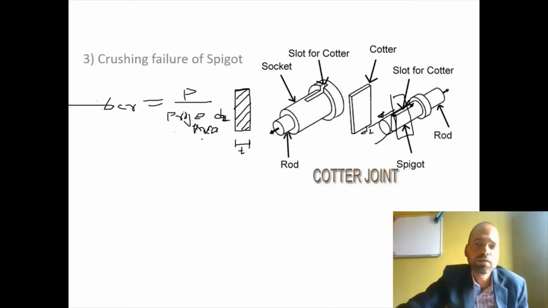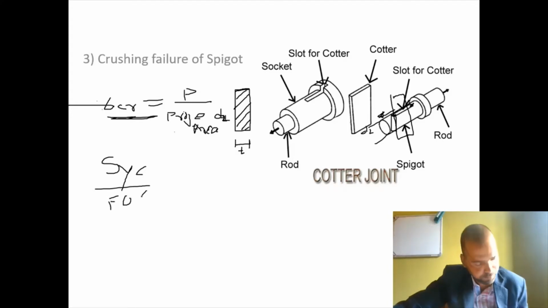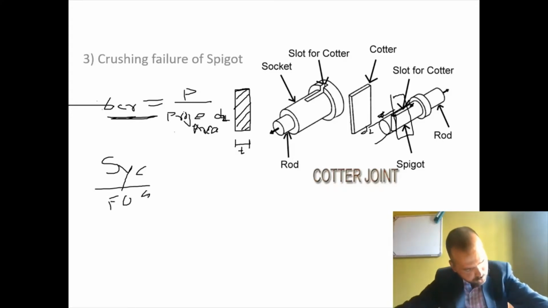Whenever there is relative motion, and if the kind of compressive or crushing takes place in the component, that stress is called bearing pressure. And if the compressive failure takes place in the component when there is no relative motion, the kind of stress developed in the component is called crushing stress. Now, sigma_cr depends on the material of the component, and sigma_cr is taken as equivalent to Syc, that is yield strength in compression, divided by factor of safety. Understand?